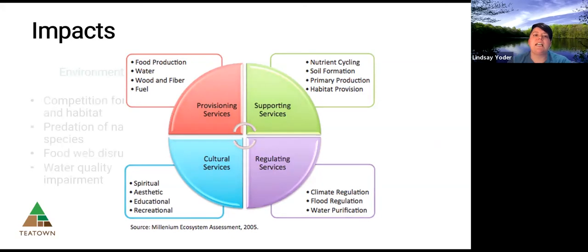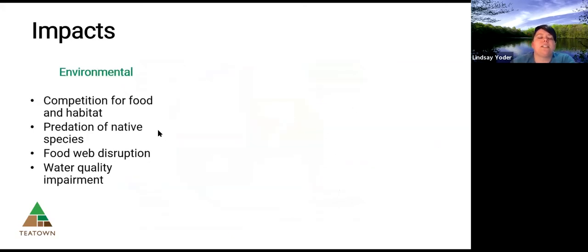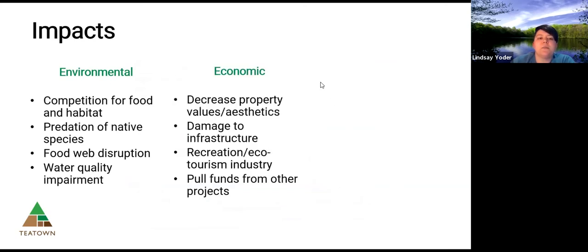So here are just a few examples of some impacts from aquatic invasive species. From an environmental standpoint, probably the most obvious is that they compete for both food or habitat. They predate on native species if we're talking about aquatic invasive animals. They can cause food web disruption, and they can also impair water quality. From an economics standpoint, they can decrease property values and aesthetics. They can cause damage to infrastructure. They can hinder the recreation or ecotourism industry. And they can also pull funds from other projects.